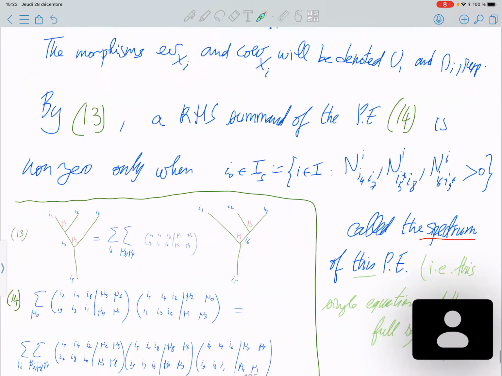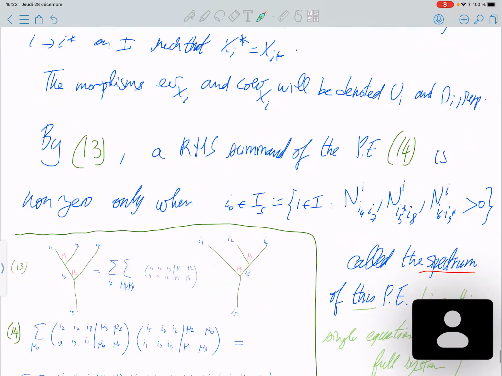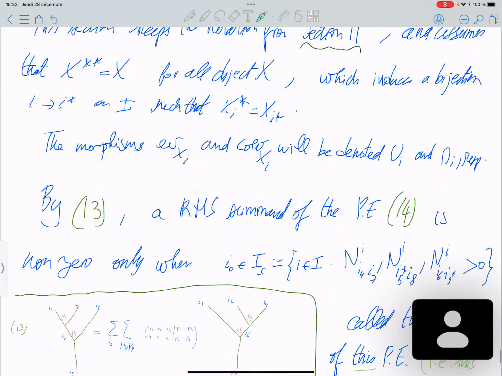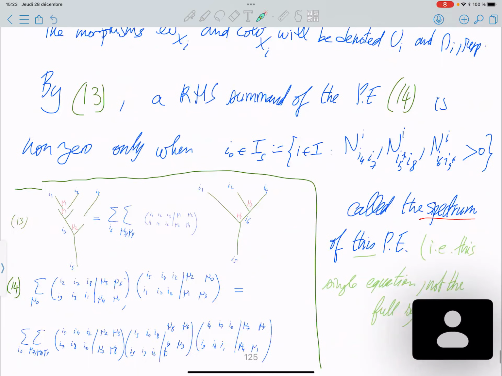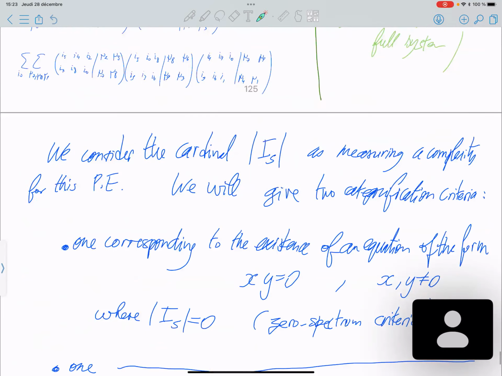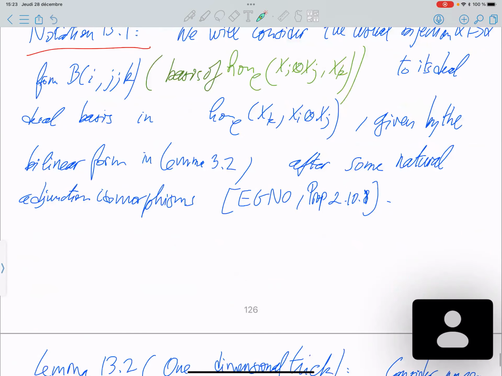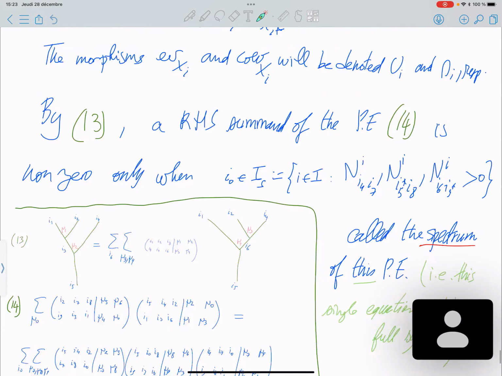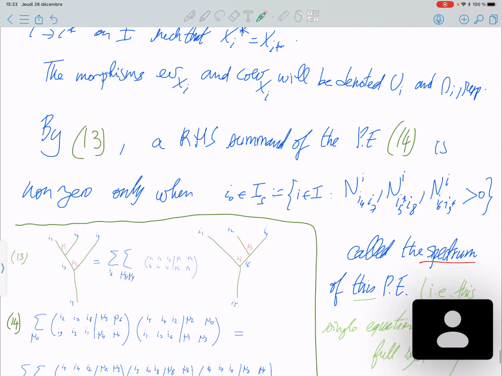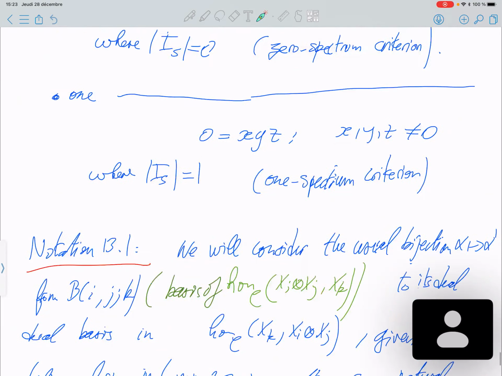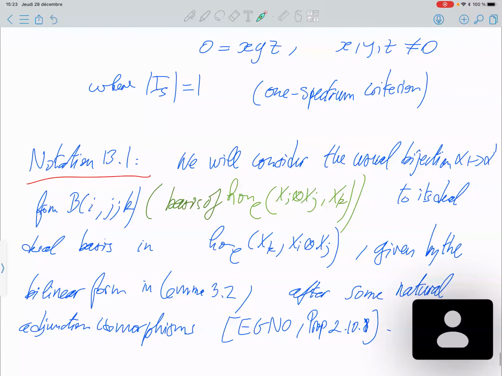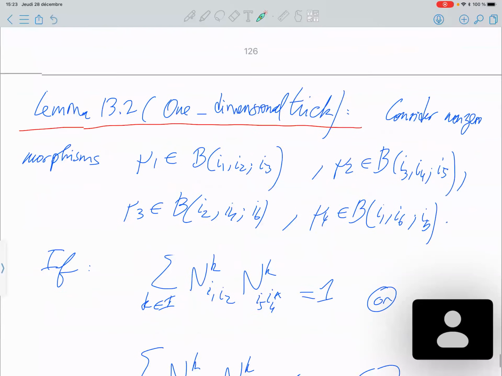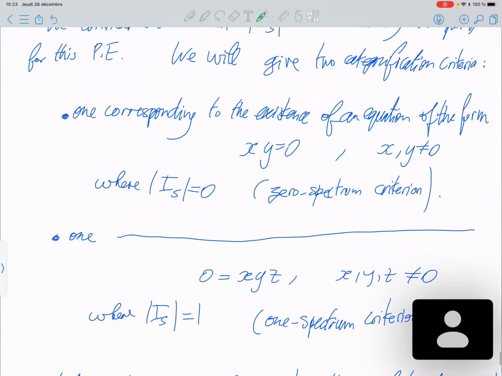So the zero spectrum criterion, this section, is in some sense independent of the triangular prism equation. But for completeness, we will talk about that. Then we will have a complete proof of the classification of, what I said, unitary simple integral one Frobenius fusion categories, up to a certain bound I explained in the introduction.